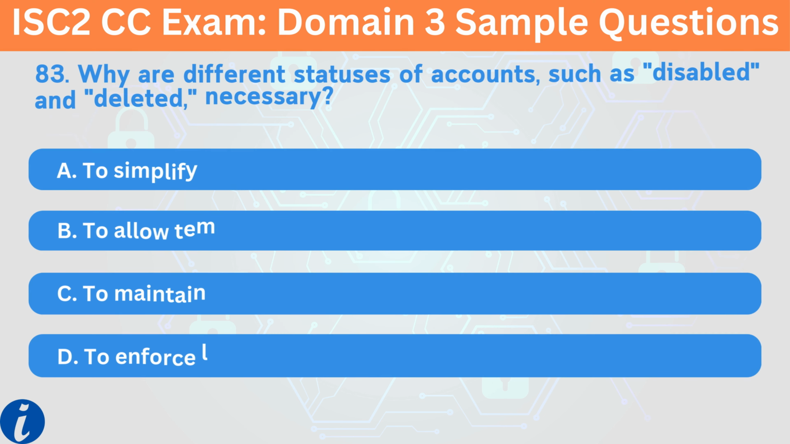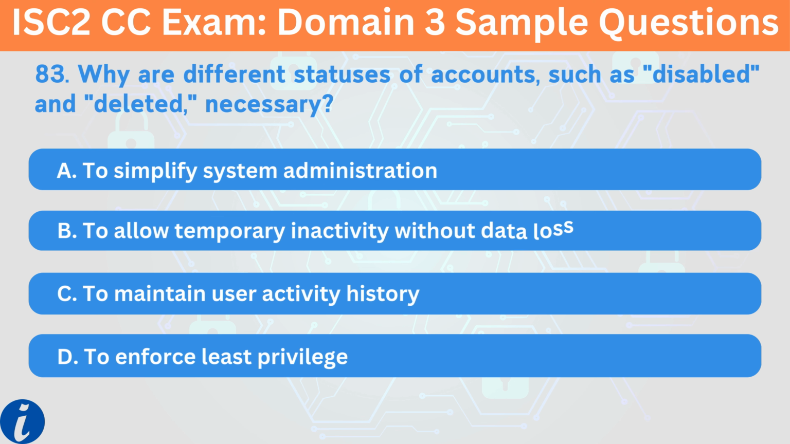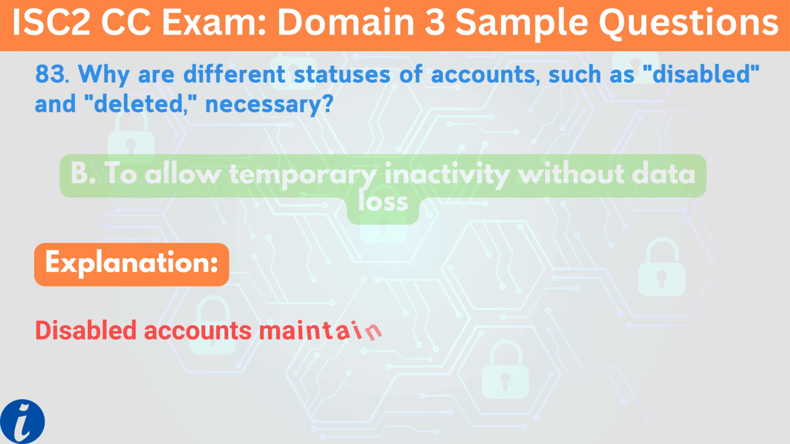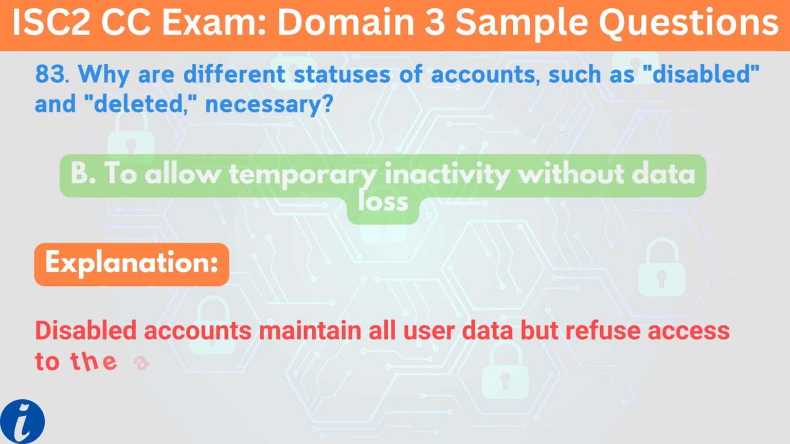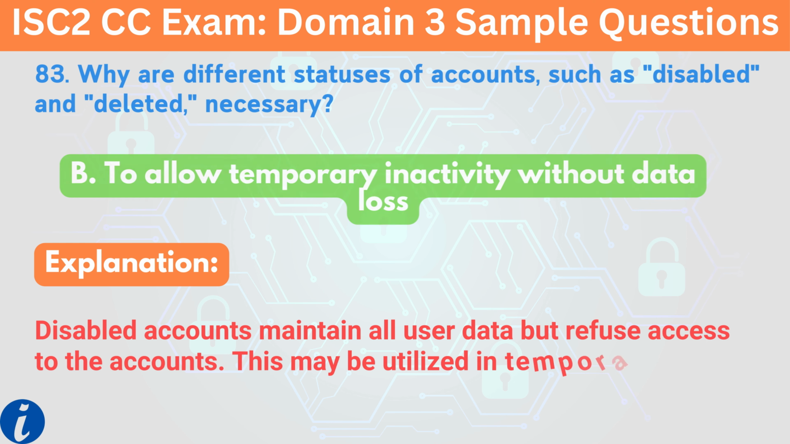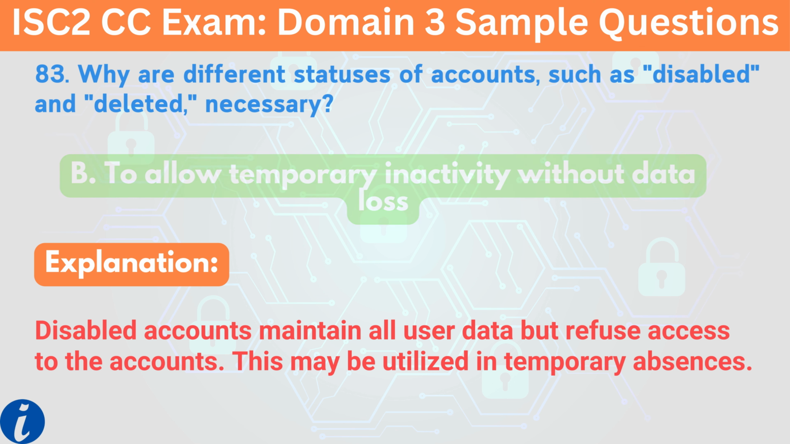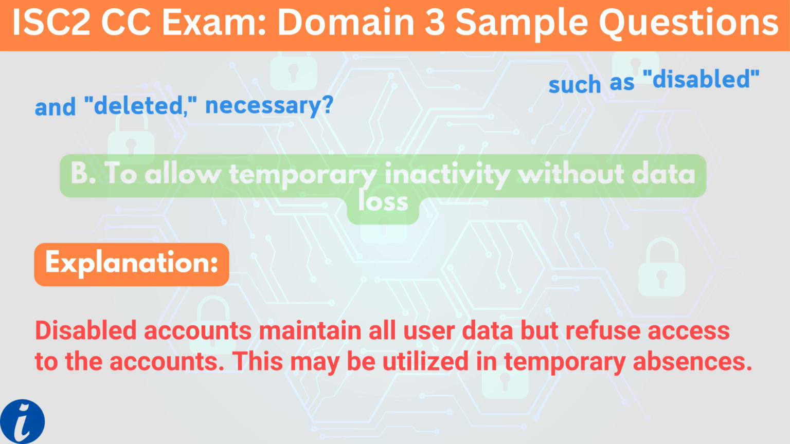83. Why are different statuses of accounts, such as disabled and deleted, necessary? A. To simplify system administration. B. To allow temporary inactivity without data loss. C. To maintain user activity history. D. To enforce least privilege. The correct answer is B. To allow temporary inactivity without data loss. Explanation. Disabled accounts maintain all user data but refuse access to the accounts. This may be utilized in temporary absences.